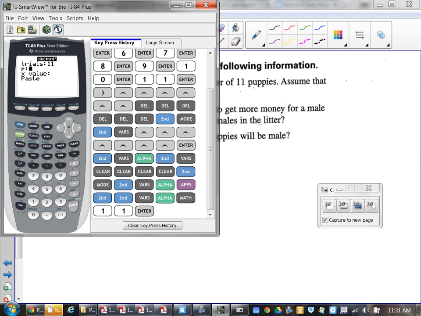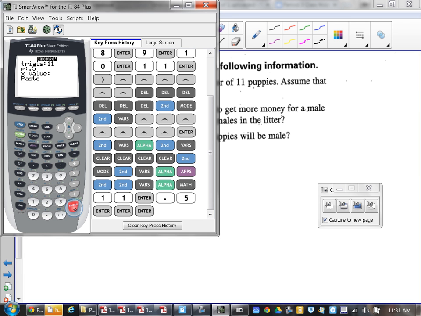Our p-value was what? 0.5. I don't have an x value, so I'm just going to go right into here. And what it does is it's going to do our binomial PDF, which means it'll calculate all 12 of those values between 0 and 11.